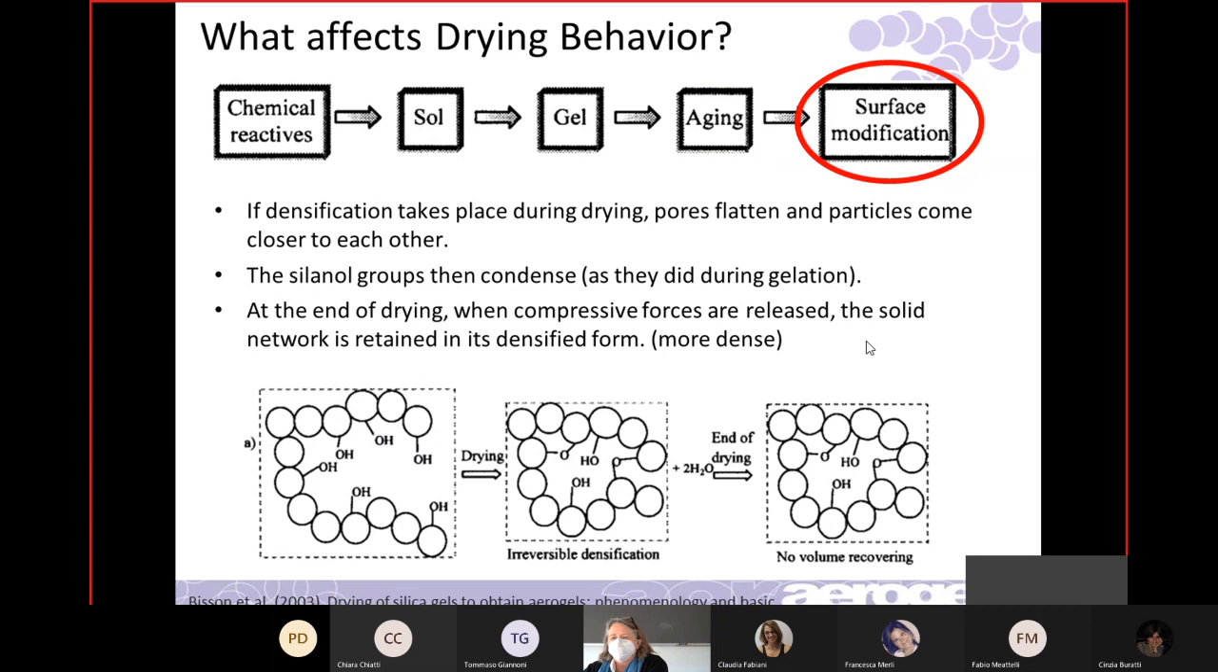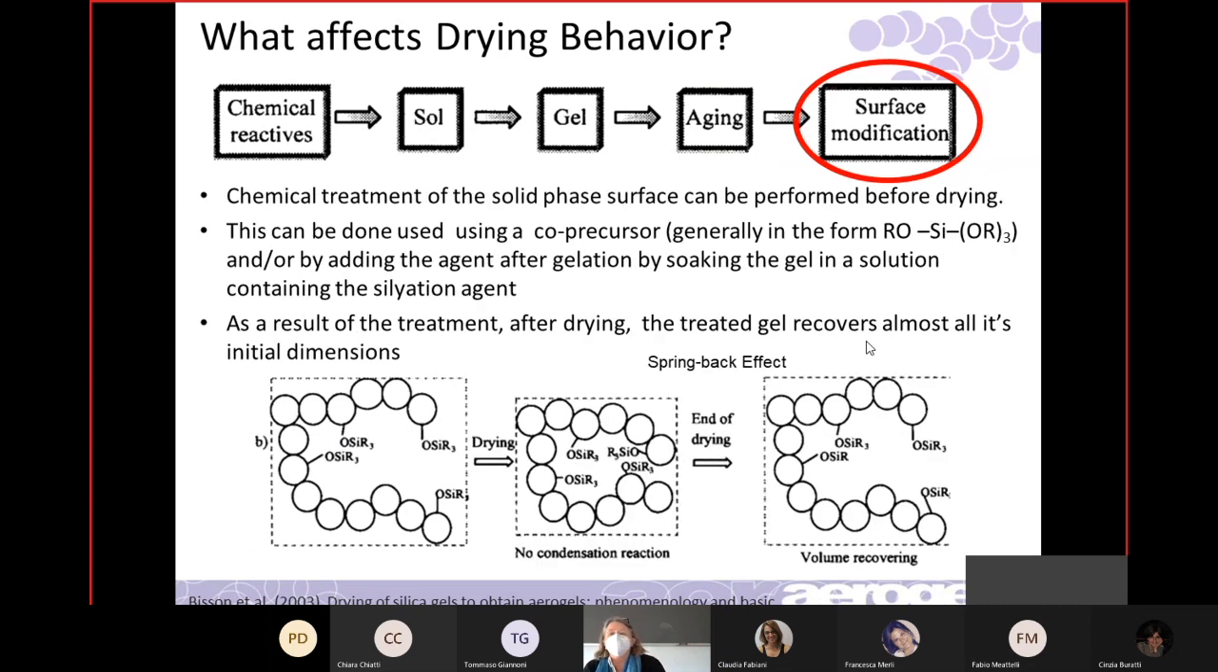So you can do surface modification. So it's chemical treatment of the solid phase that can be performed before you try to dry it. Mary talked about this yesterday when she talked about using a co-precursor. She talked about, at the end of her talk, the hydrophobic aerogels. So you can, again, with silica, we use TMOS. You can use something called MTMS or some of the other examples she gave. And she talked about how that worked, and that makes the surface more hydrophobic.